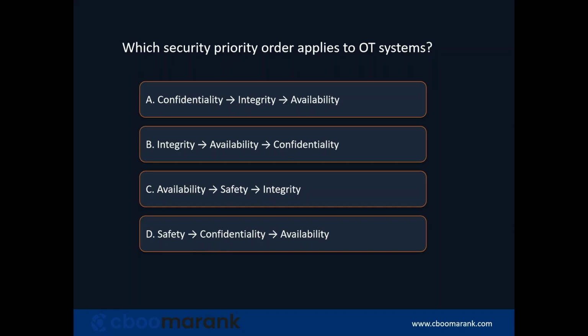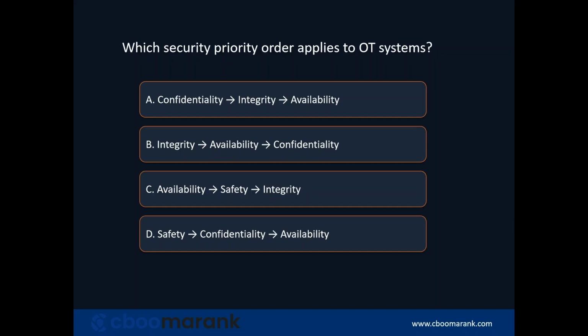This is the most important question. This next question is especially important for the IC32 exam. Which security priority order applies to OT systems? Option A, confidentiality, integrity, availability. Option B, integrity, availability, confidentiality. Option C, availability, safety, integrity. Option D, safety, confidentiality, availability.